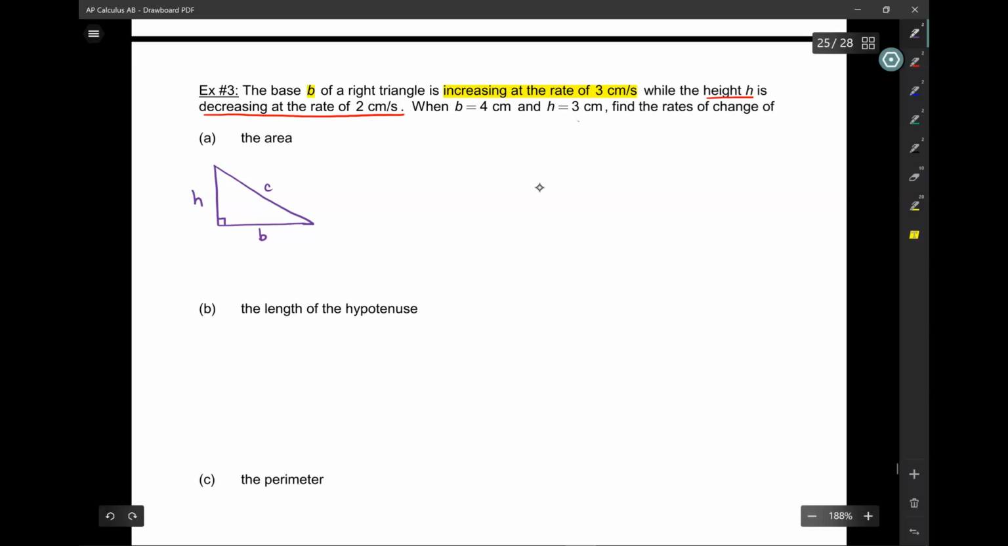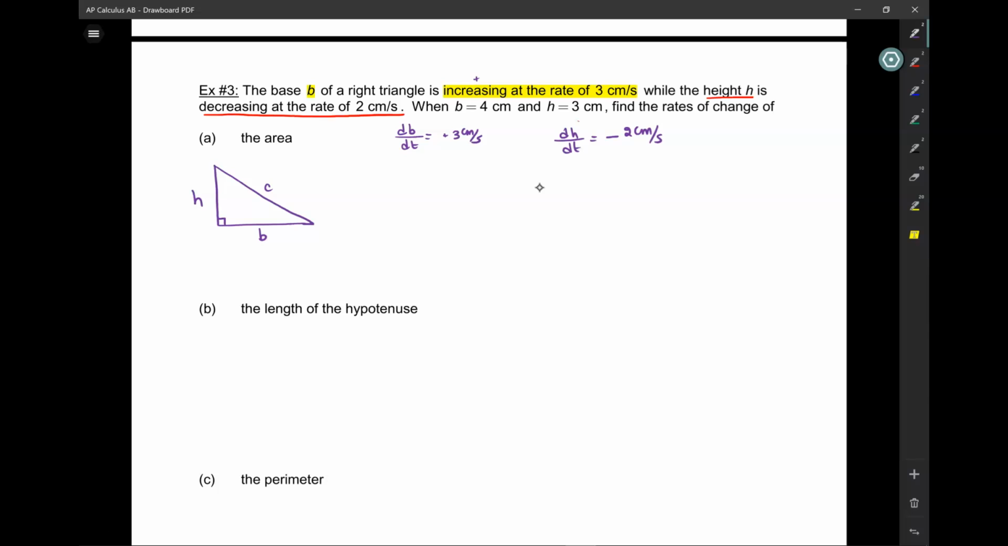Now, b is increasing at a rate of 3 centimeters per second. So the rate of change of b is db/dt, and that's 3 centimeters per second. Because it's increasing, that's a positive 3. The height is decreasing at a rate of 2 centimeters per second, so dh/dt is negative 2 centimeters per second.